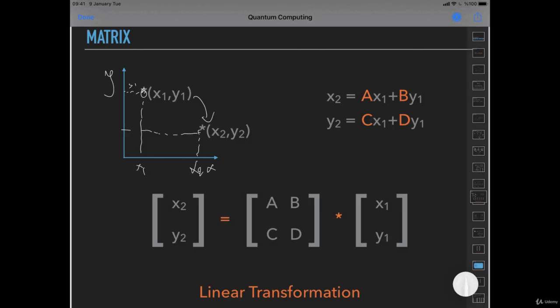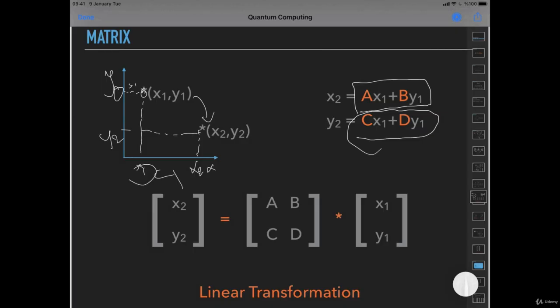So what happens over here? We go into something new, x2, y2, and we can obviously formalize this with some coefficients like a, b, c, d. So this should be equal to ax1 + by1, cx1 + dy1. x2, y2 are the points that we have landed on after we applied this transformation.